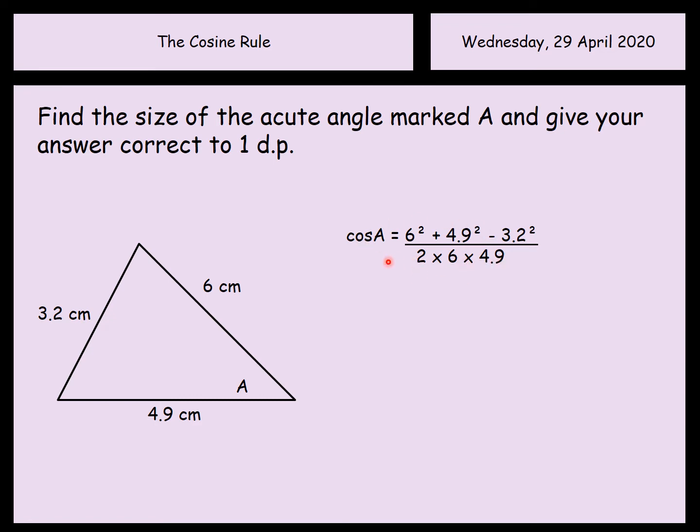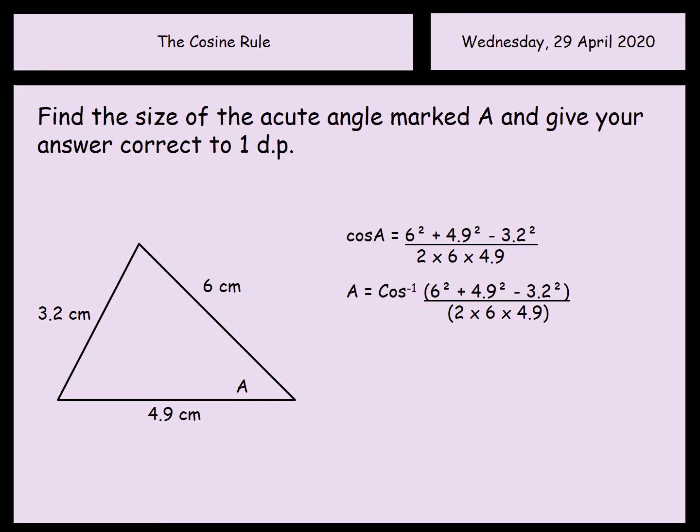Okay, so again, write out your formula first, substitute your numbers in. This is all going to give you a number. You can type that in your calculator, you're going to get a number. Remember that this is cos A. So if you want just A, we need to undo the cos. So we're going to do cos to the minus 1 of all of this.